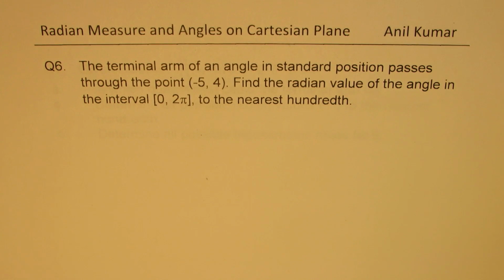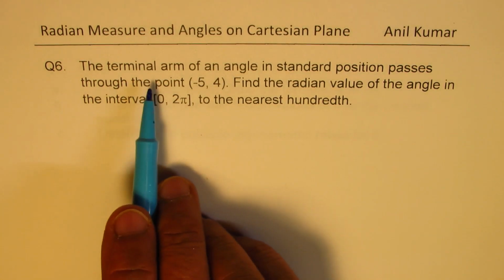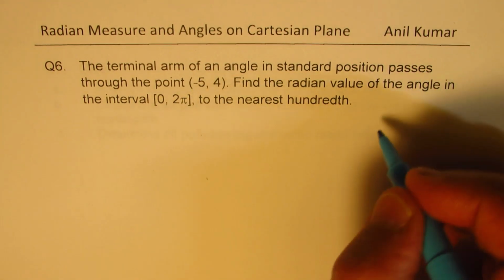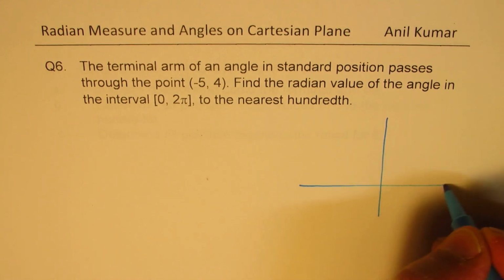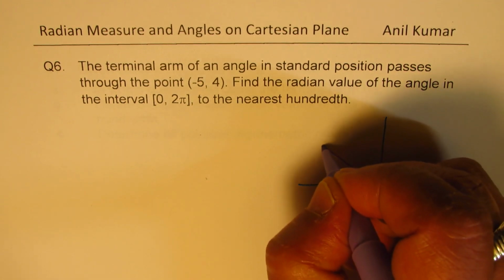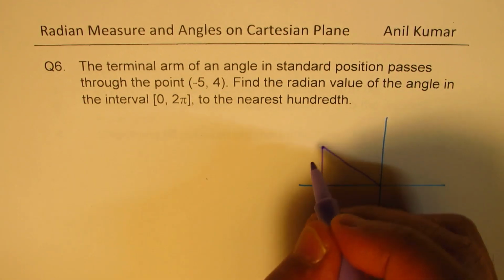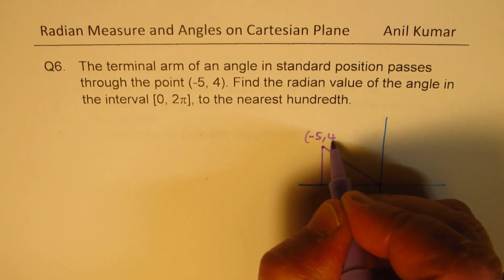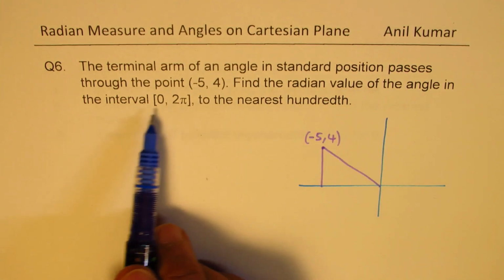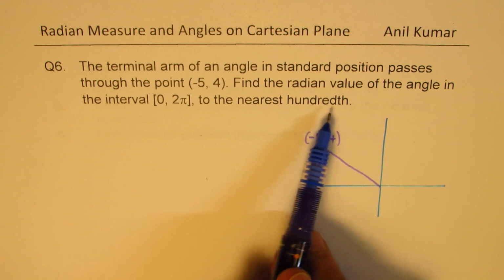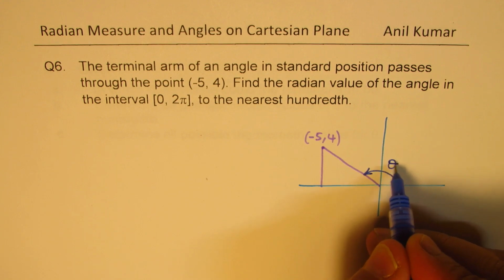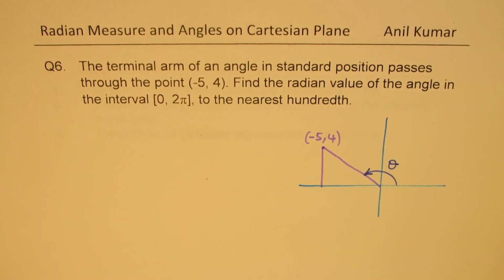Now let's look into question number 6, which says the terminal arm of an angle in standard position passes through the point minus 5, 4. So let's sketch this point. Minus 5, 4 means somewhere here, right? So let's say that is our terminal arm, and this point here is minus 5, 4. Clear? Okay. Find the radian value of the angle in the interval 0 to 2 pi to the nearest hundredth. So we have to find the principal angle theta in this particular case.